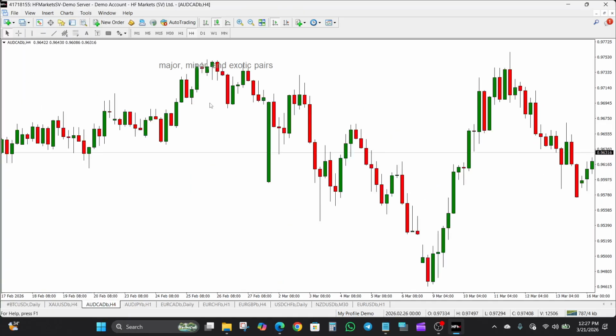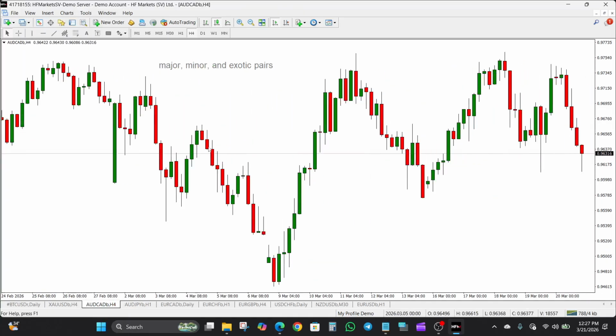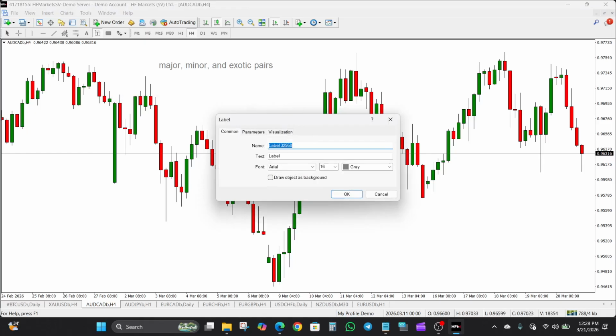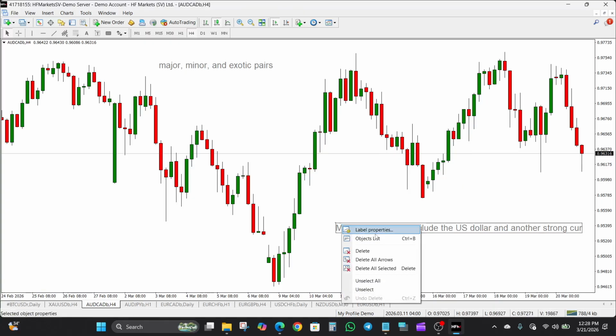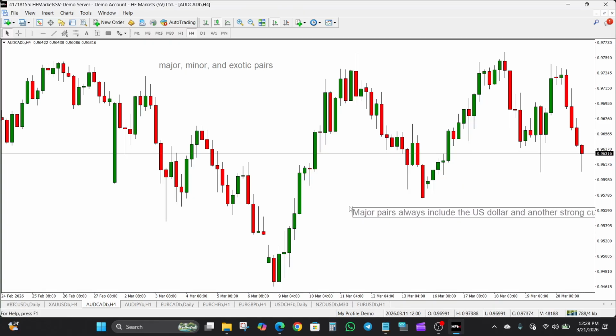So basically, if you are confused, just understand that major pairs always include the US dollar and another strong currency.